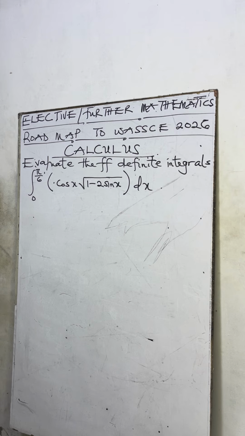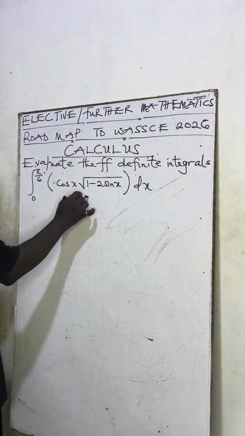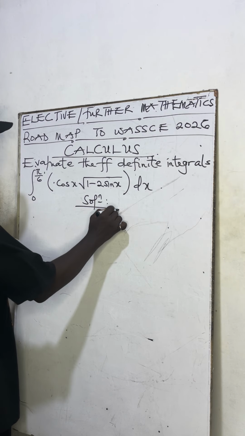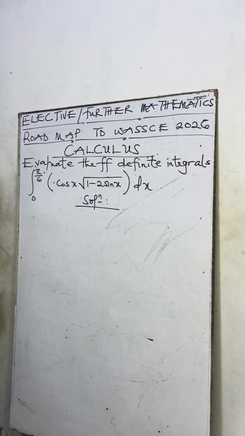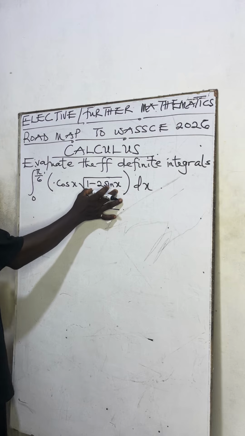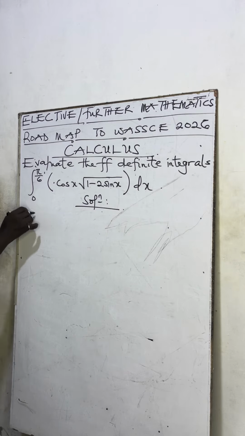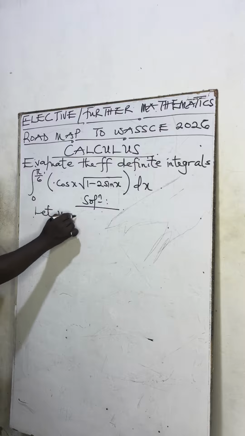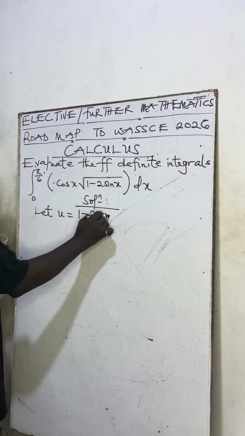So how can we solve this integration question? Solution. Here we can do it by substitution, using the substitution approach. So we can say that a variable should represent 1 minus 2 sine x. So let u equal 1 minus 2 sine x.